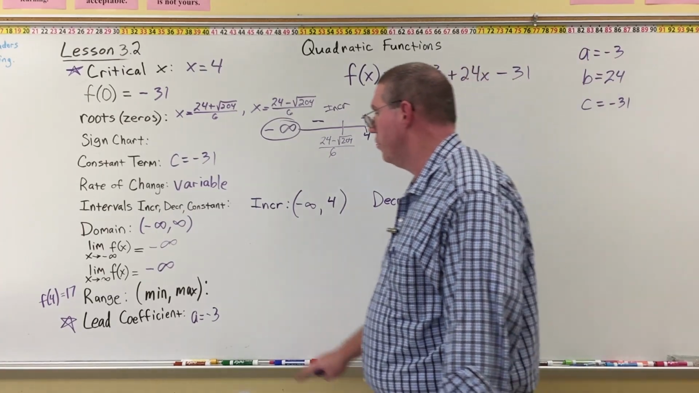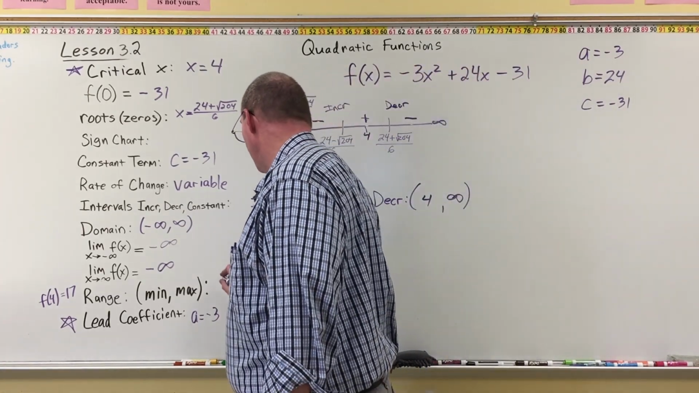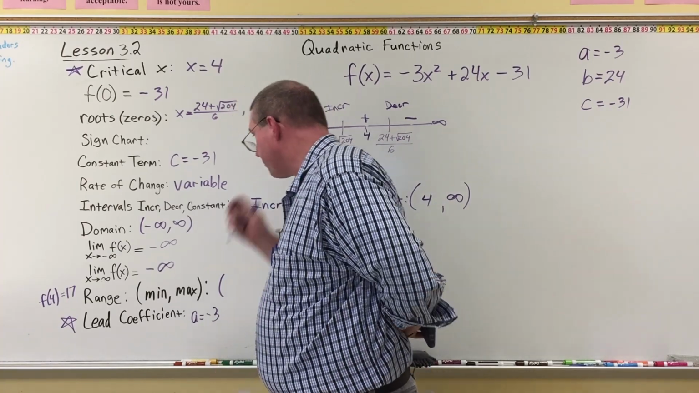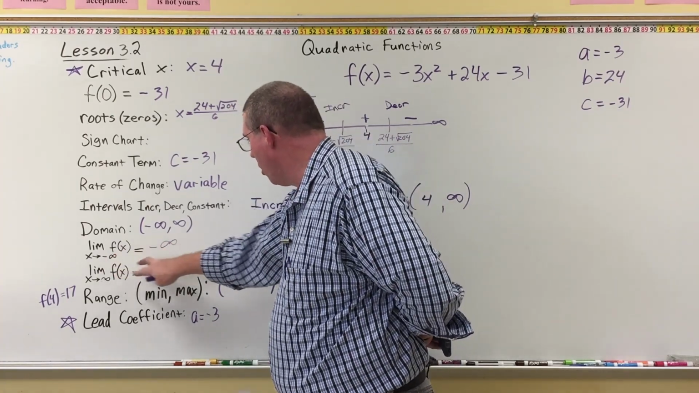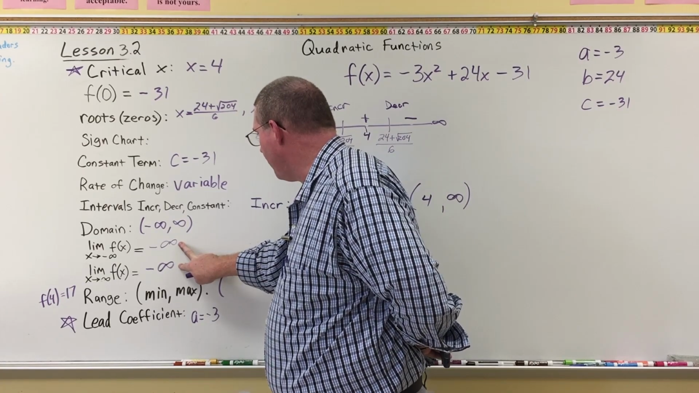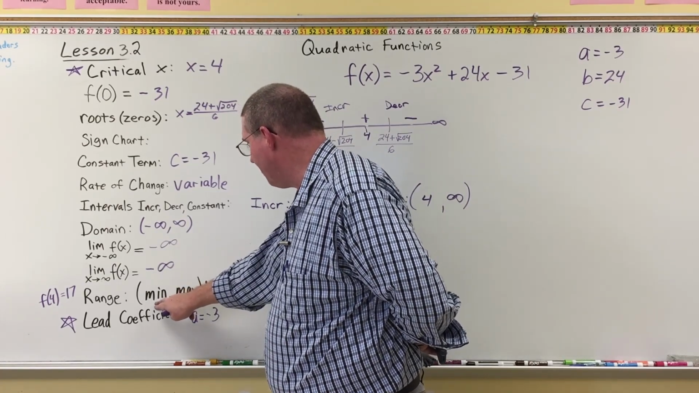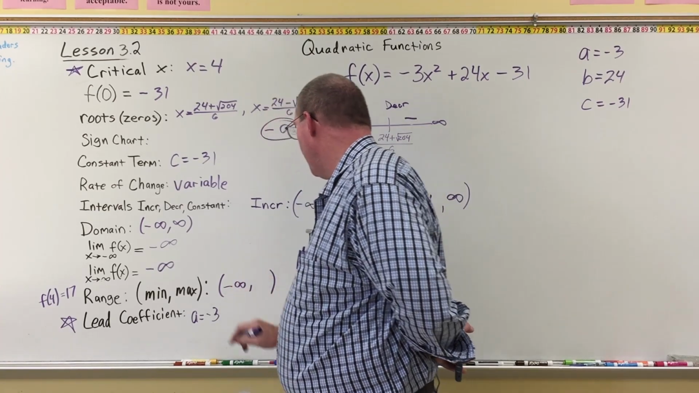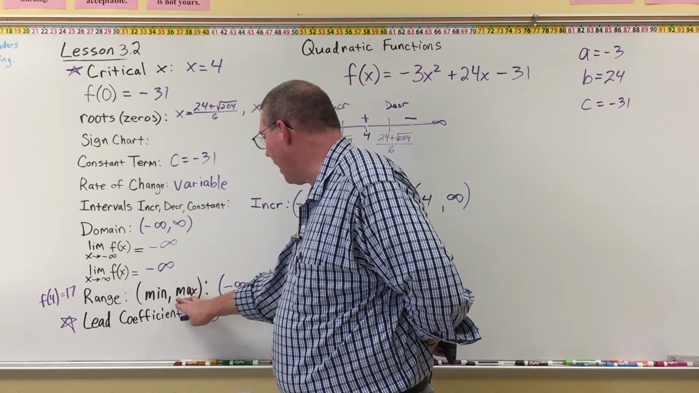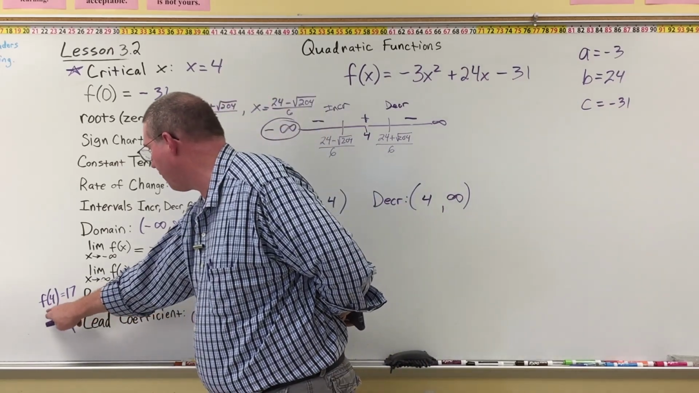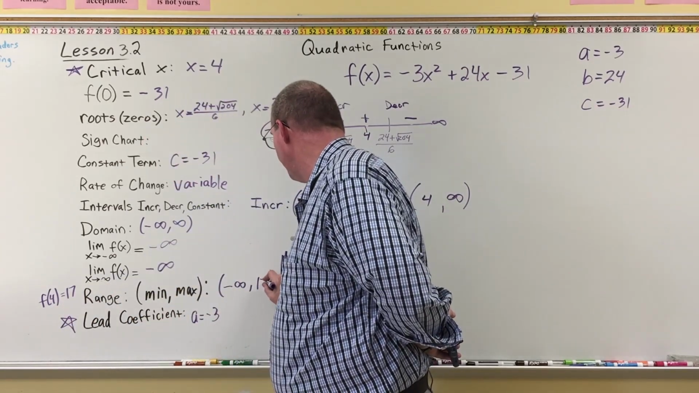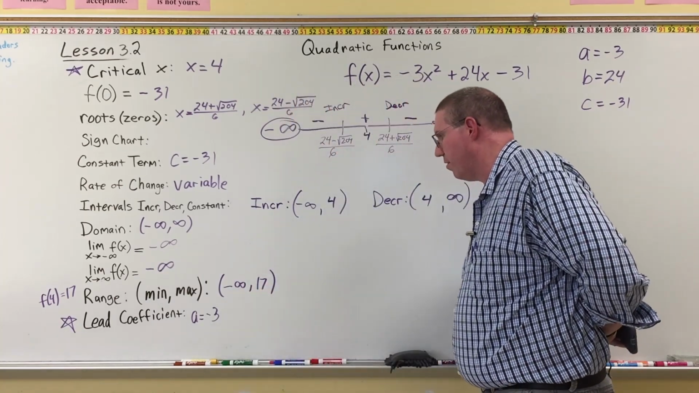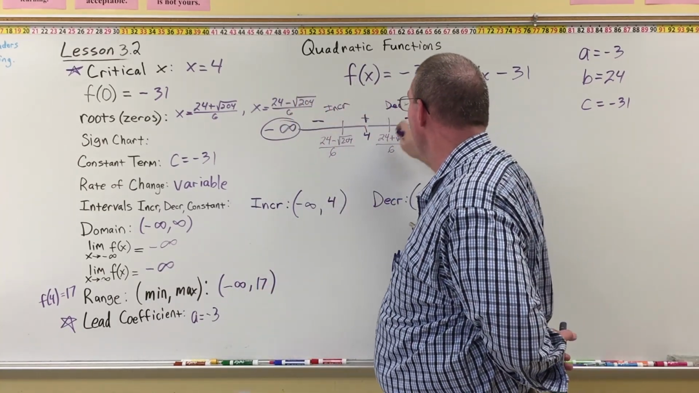The only thing we have left to do is the range. Remember we said that if both of these are negative, then that's going to be our minimum value, okay? So for this one, we know we're going to have negative infinity, and then our highest value, our maximum value, is going to come from our f of 4, which is 17. And so our range runs from negative infinity up to 17, which is consistent with our sign chart.